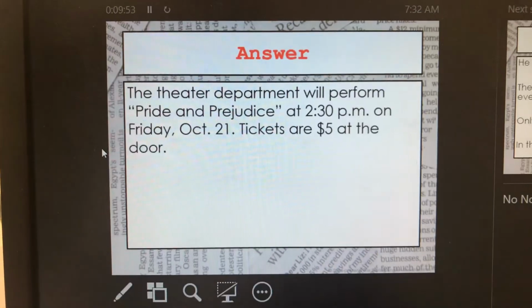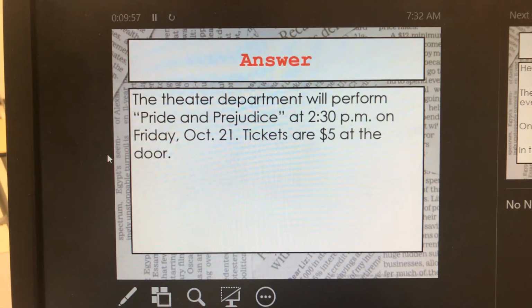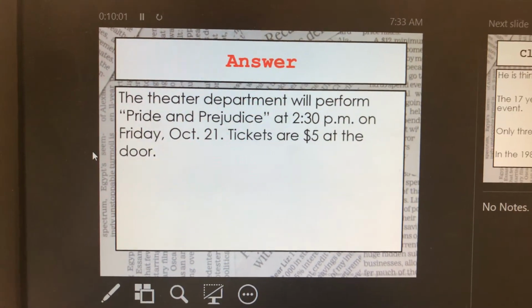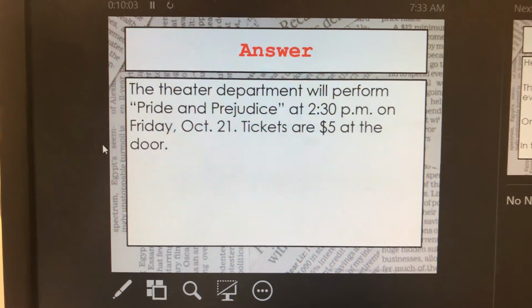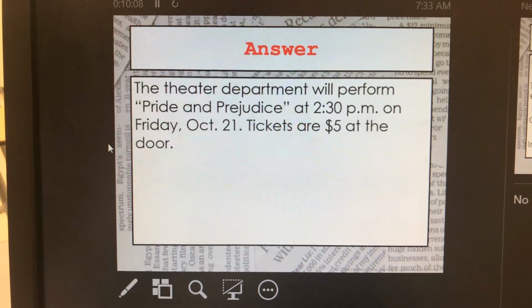If something's at 2:30 in the afternoon, we never say in the afternoon or in the morning. We always say AM or PM unless we say noon or midnight. Noon and midnight are the only exceptions to the AM and the PM. We also never write out a time either. We always use the numbers.